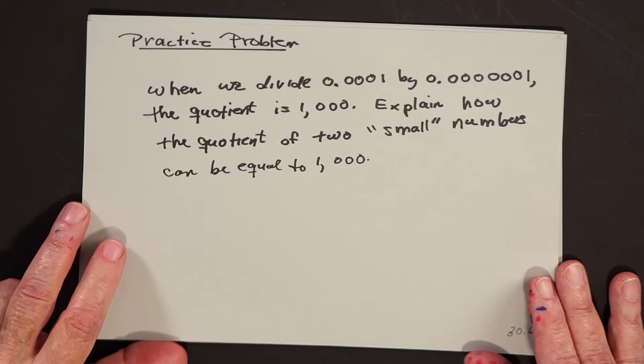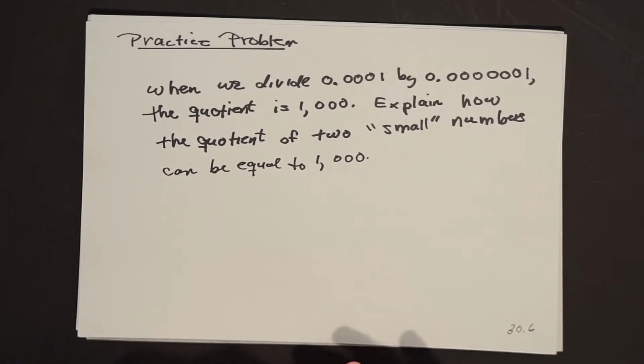And I think that with that as a closing remark, let's go to our practice problem, which today is: when we divide 0.0001 by 0.000001, the quotient is 1,000. Explain how the quotient of two such small numbers can be equal to 1,000. So just pause the video, work out the problem. When you have an answer that you're satisfied with, resume watching and see how your solution compares with mine, and we'll take it from there, okay?